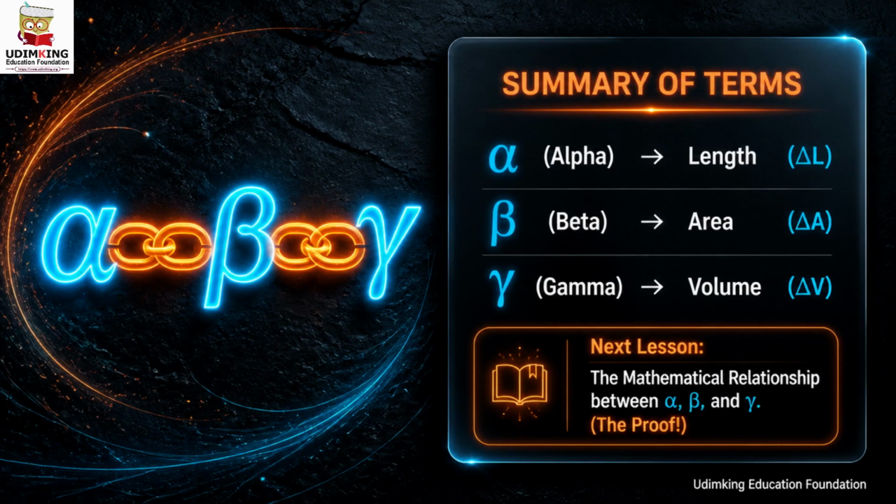To summarize today's lesson, expansion isn't limited to just one direction. Linear expansivity, alpha, governs expansion in length. Superficial expansivity, beta, governs expansion in area. And cubic expansivity, gamma, governs expansion in volume.